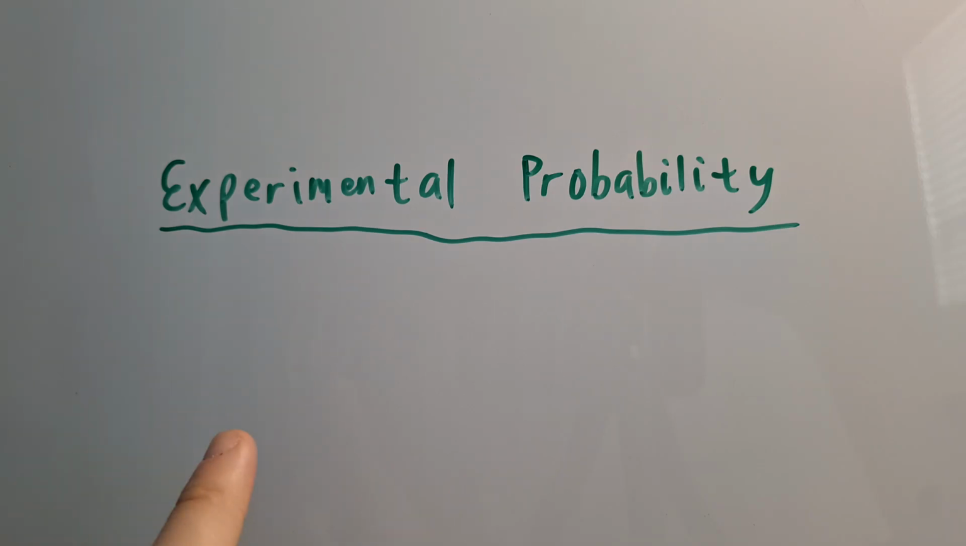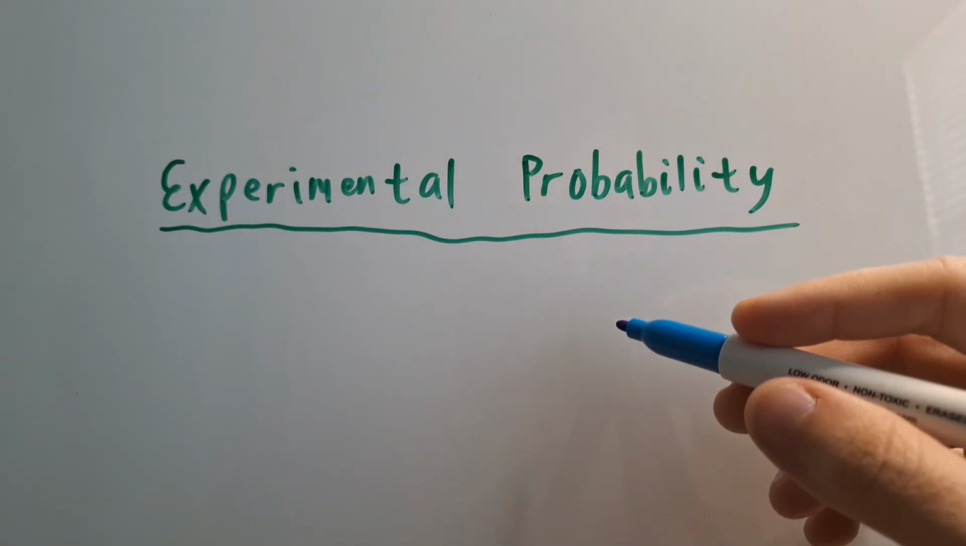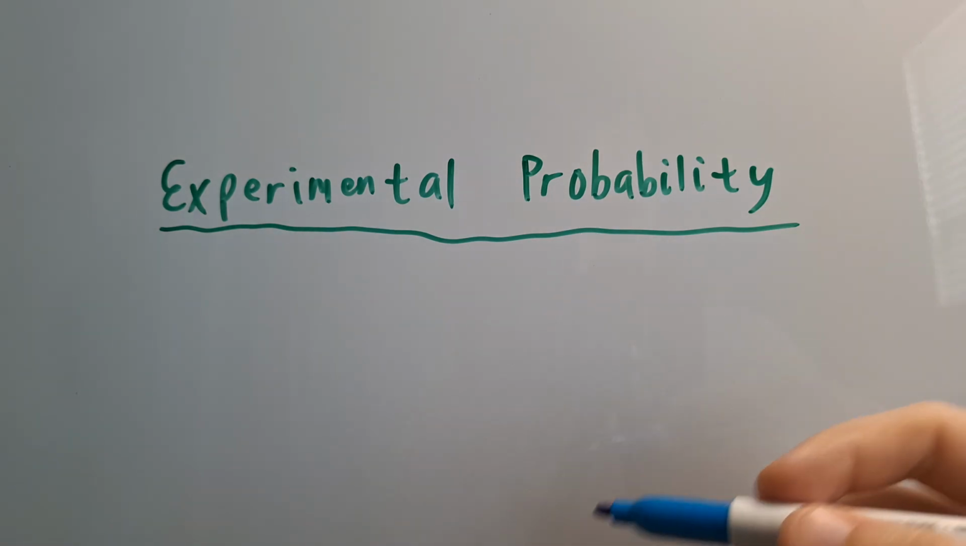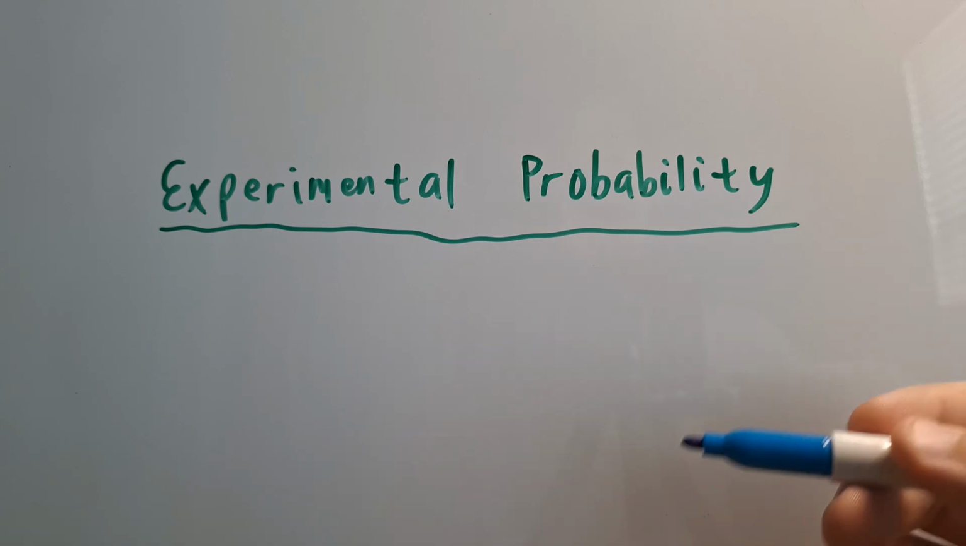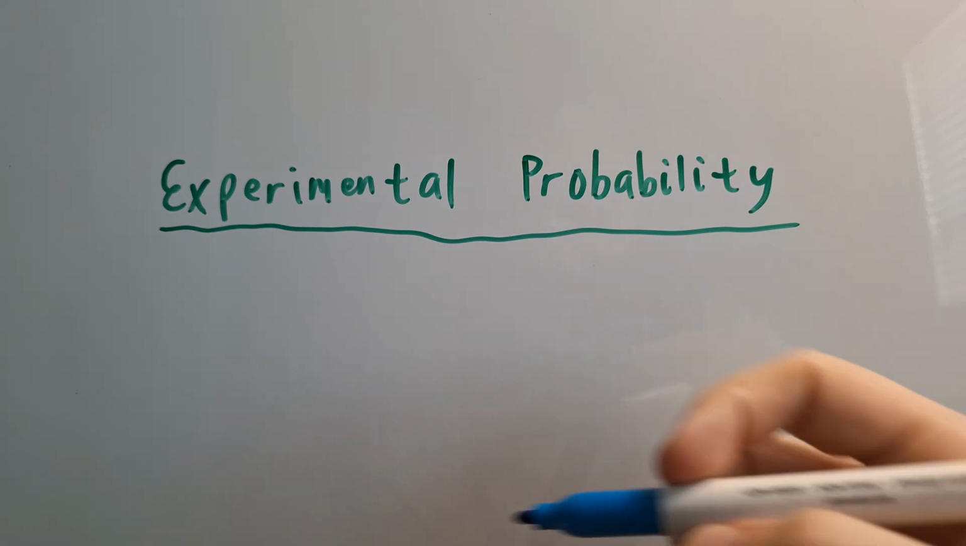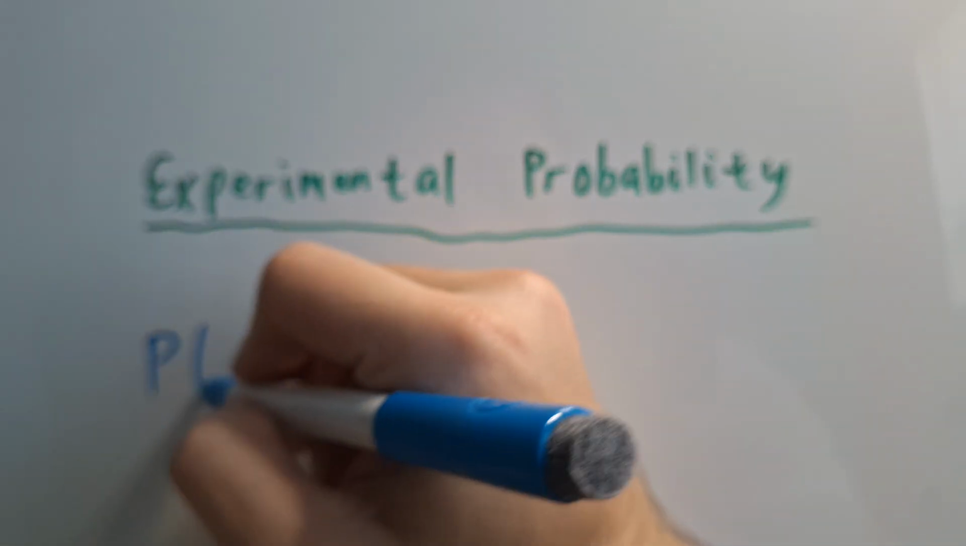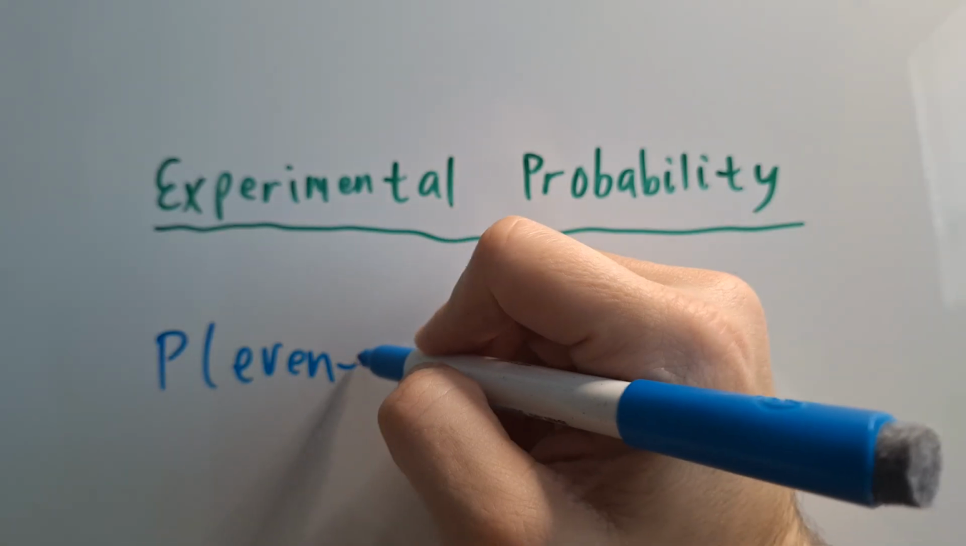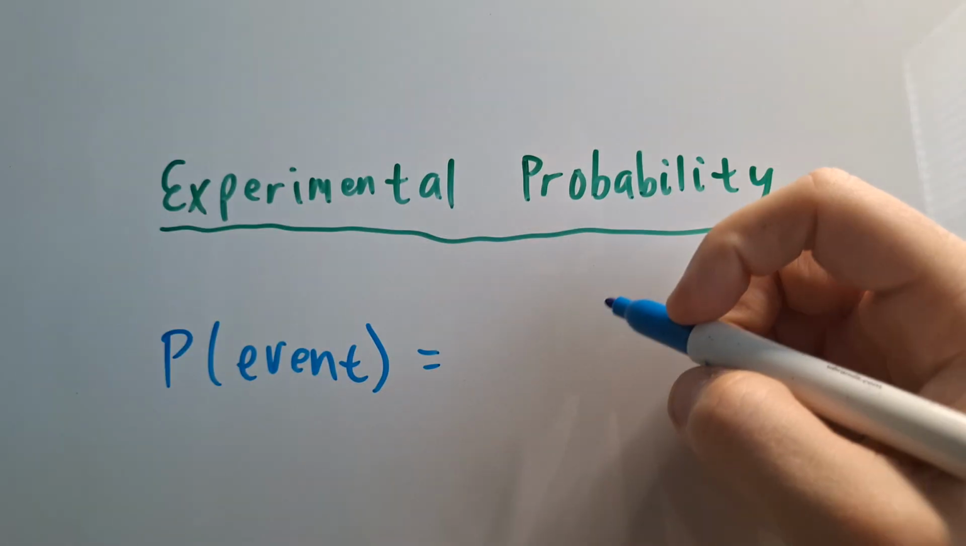The probability that's based on data collected from repeated trials is experimental probability, and that's the main difference between that one and theoretical probability, because in theoretical we're looking for favorable outcomes over possible outcomes. What's different about experimental probability is that there's going to be some experiment or some type of event that occurs, and the probability of whatever that event is will be calculated the following way.